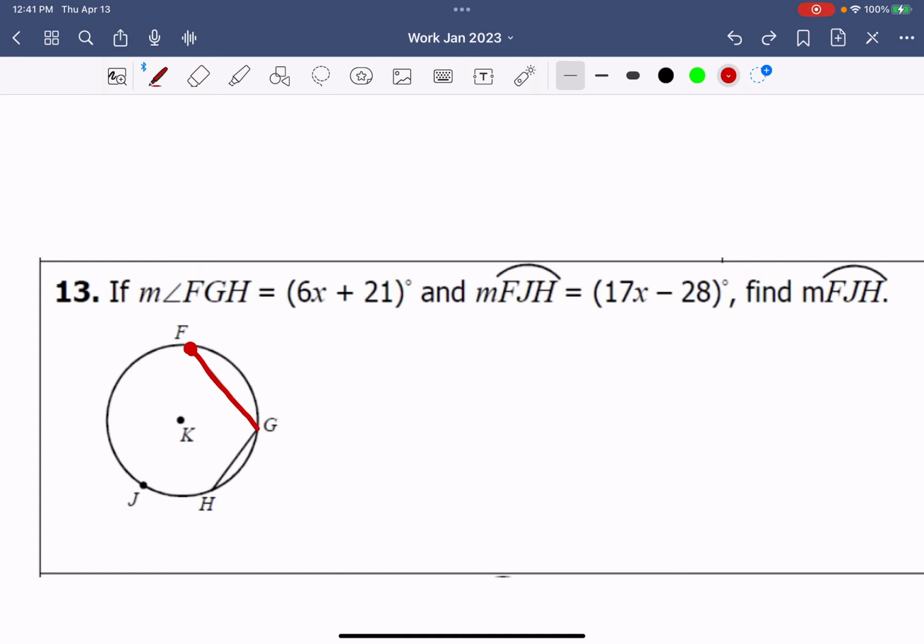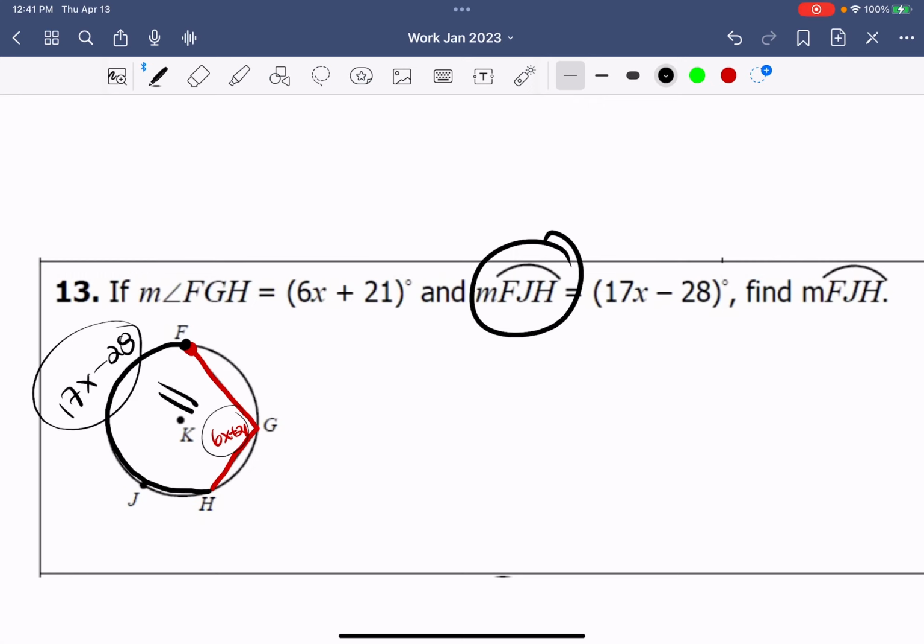F, G, and H. So that means 6x plus 21 goes into that corner. Now this one, you do go on the circle because it has this arch on the letters. So F, J, and H. This is 17x minus 28. Now these two are similar to each other. They're not equal. That's wrong. They're not the same answer, but they're similar because they're double. They're what we've been learning.